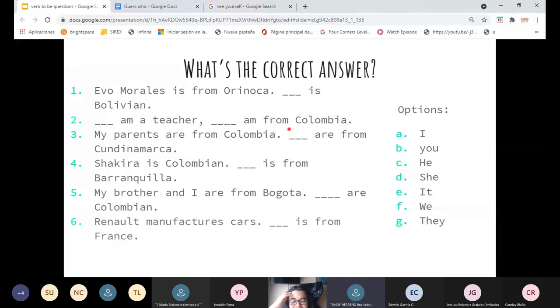Good. And Renault manufactures cars. It is from France. Great. All right. And finally, they are my students. Yes. But in this case, good. Si yo lo dijera, si fuera yo la profe, diría, you are my students. Si ponen they, it's okay. Pero si lo dijera yo, sería, you are my students.